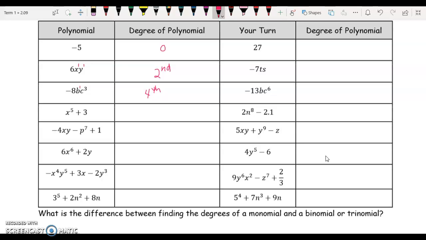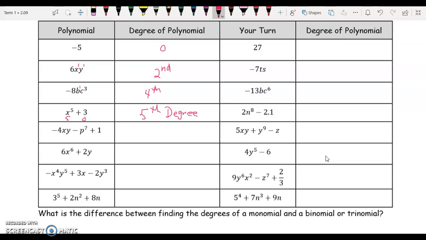Okay? X to the 5th. I see that this has a power of 5. This has a power of 0. Well, the way we name a binomial or a trinomial by its degree is we pick the term with the highest degree. So this would be a 5th degree. Okay? Because the term with the highest exponent is 5.